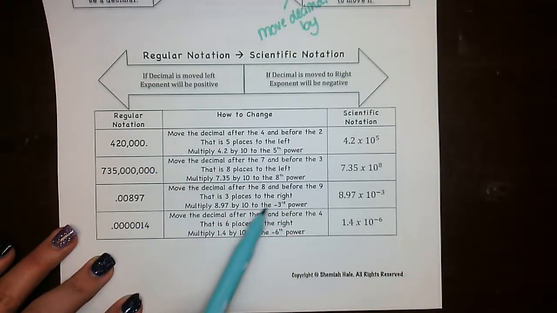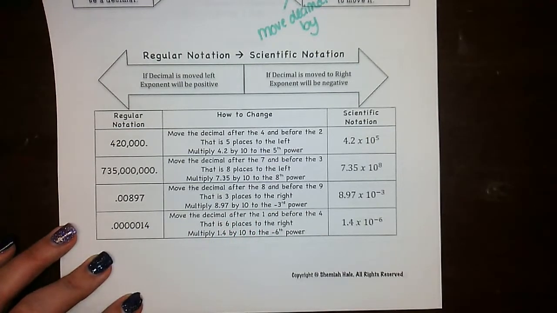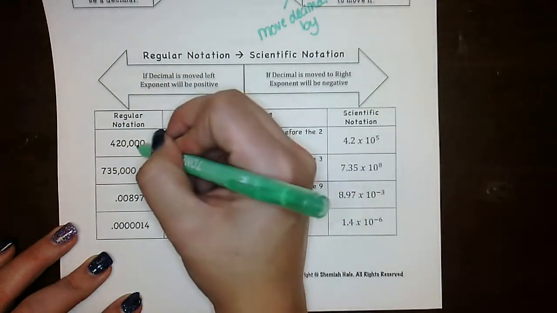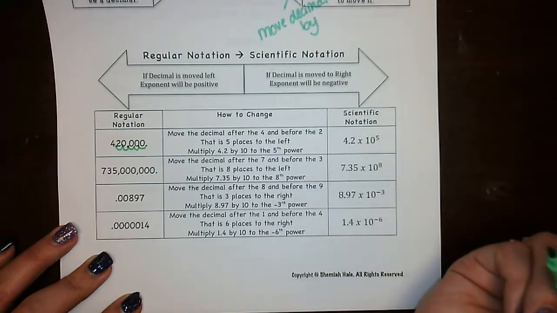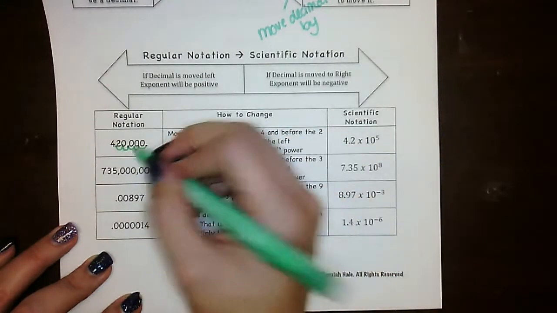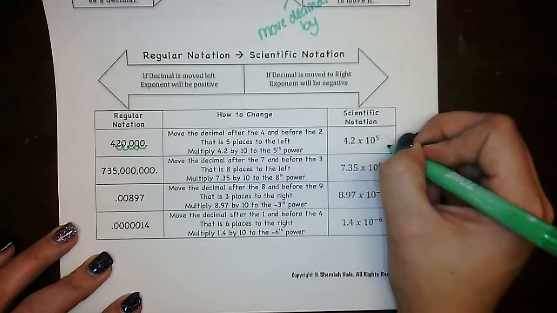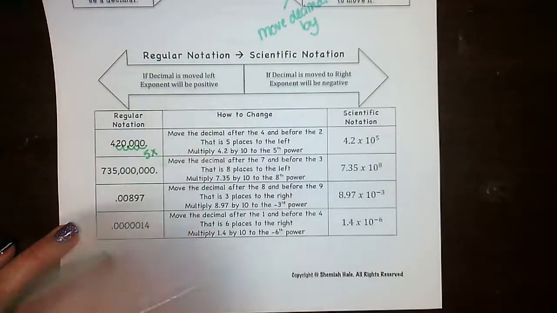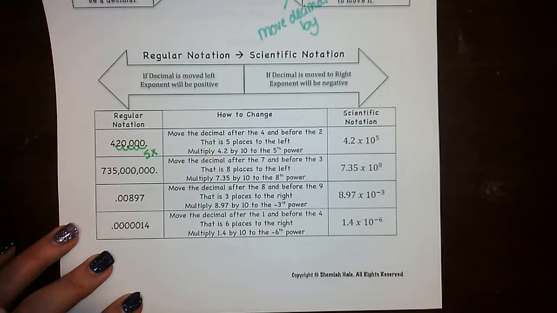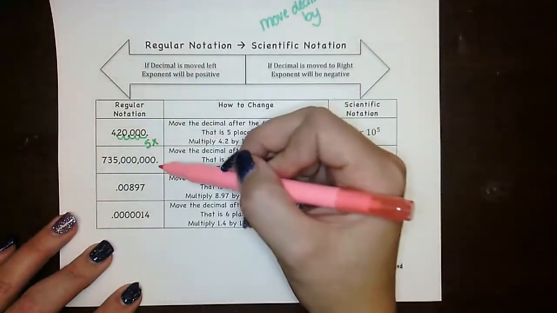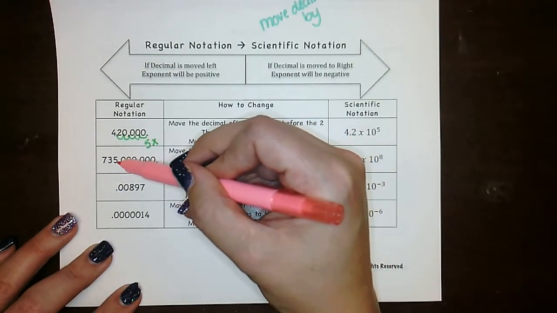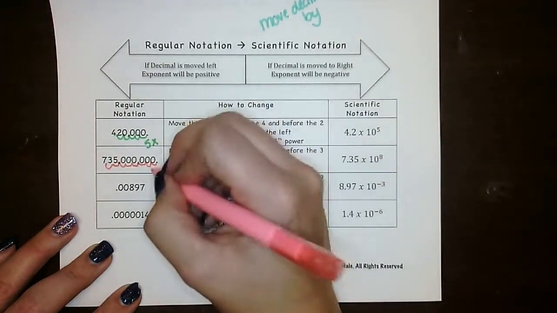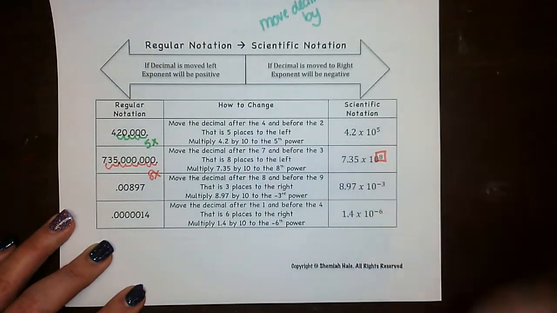If I move it this way, I'm going to make it negative to show that this is a decimal, that it's less than 1. So for this example, we move it over once, twice, 3 times, 4, 5 to get 4.2. So I moved it over 5 times, so it's 4.2 times 10 to the 5th power, because this is how many times we moved it. If we look at this example, how many times do we move this decimal over? 1, 2, 3, 4, 5, 6, 7, 8. So 8 times, that's my power.